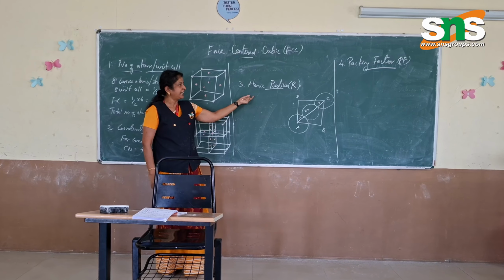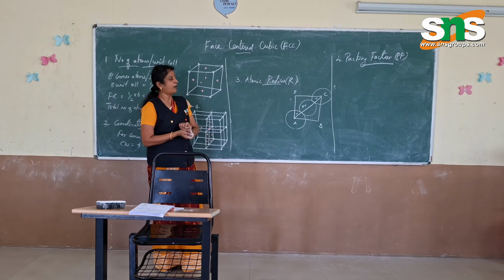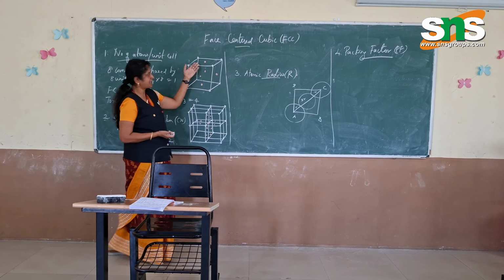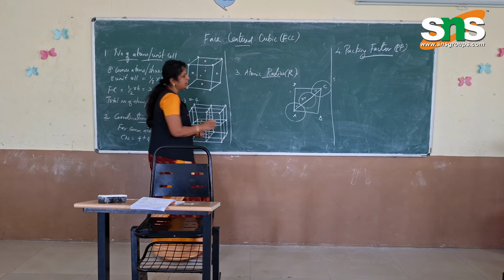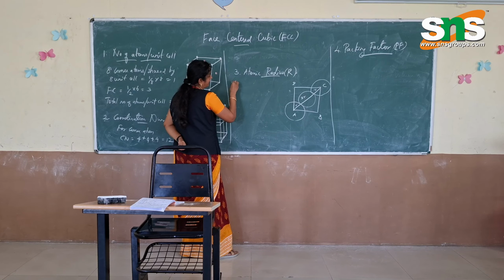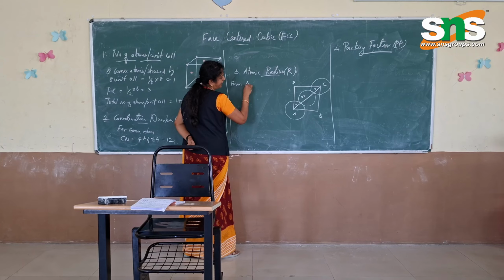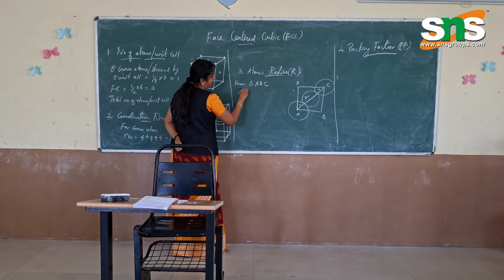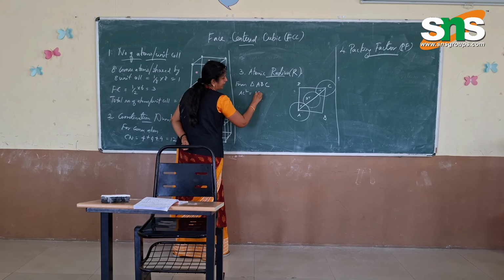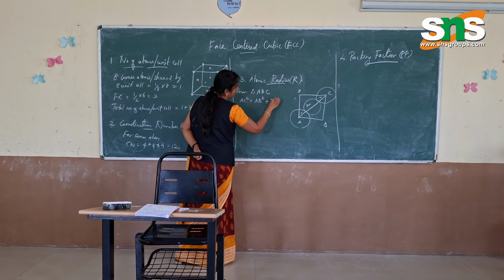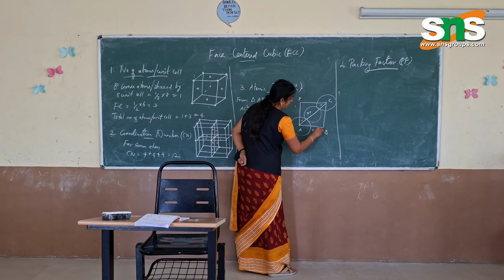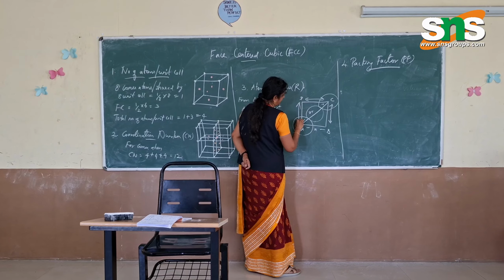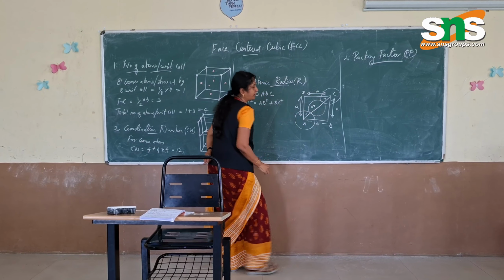And next we can calculate the atomic radius. The atomic radius is half the distance between any two nearest neighboring atoms. For this we are considering a single face of the cube. From this picture we can take the right-angle triangle ABC. If we are taking ABC, we can write AC squared is equal to AB squared plus BC squared. Here AB, BC, CD and AD are nothing but sides of the cube.